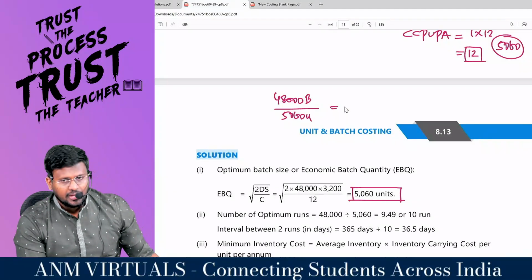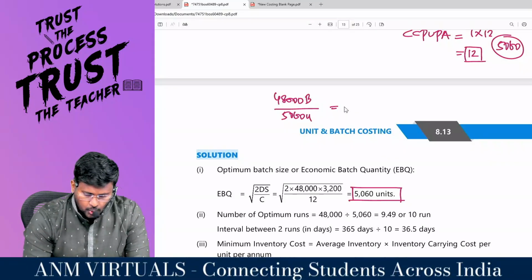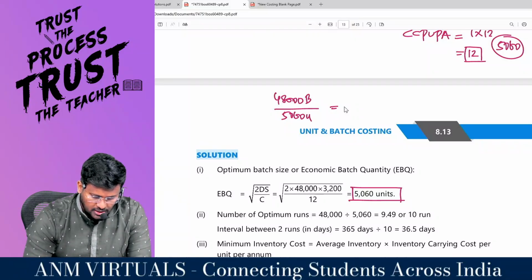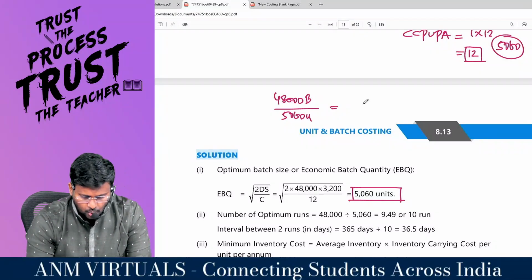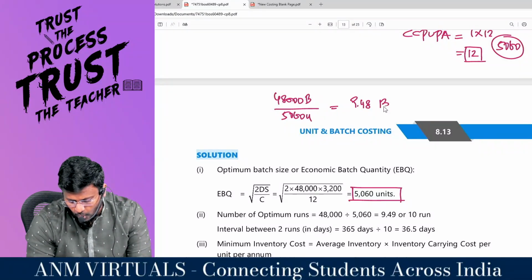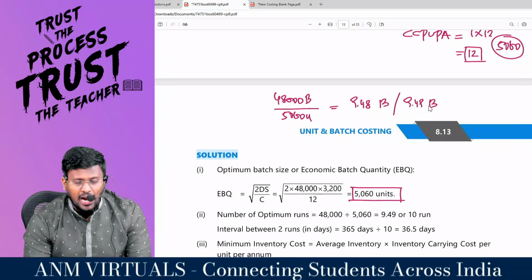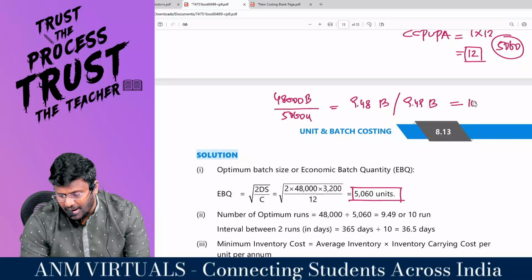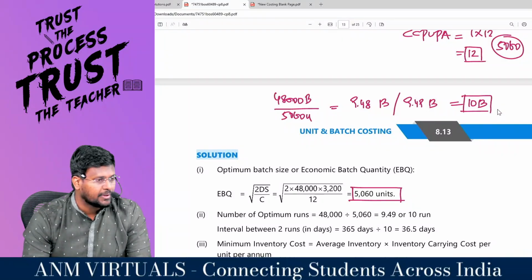Right, sir? Can you find out the number of batches? On the calculator, 48,000 divided by 5060 comes to 9.48 batches, or rather 9.49 batches. I can't run 9.49 batches; I have to mandatorily run 10 batches. Are you really with me?